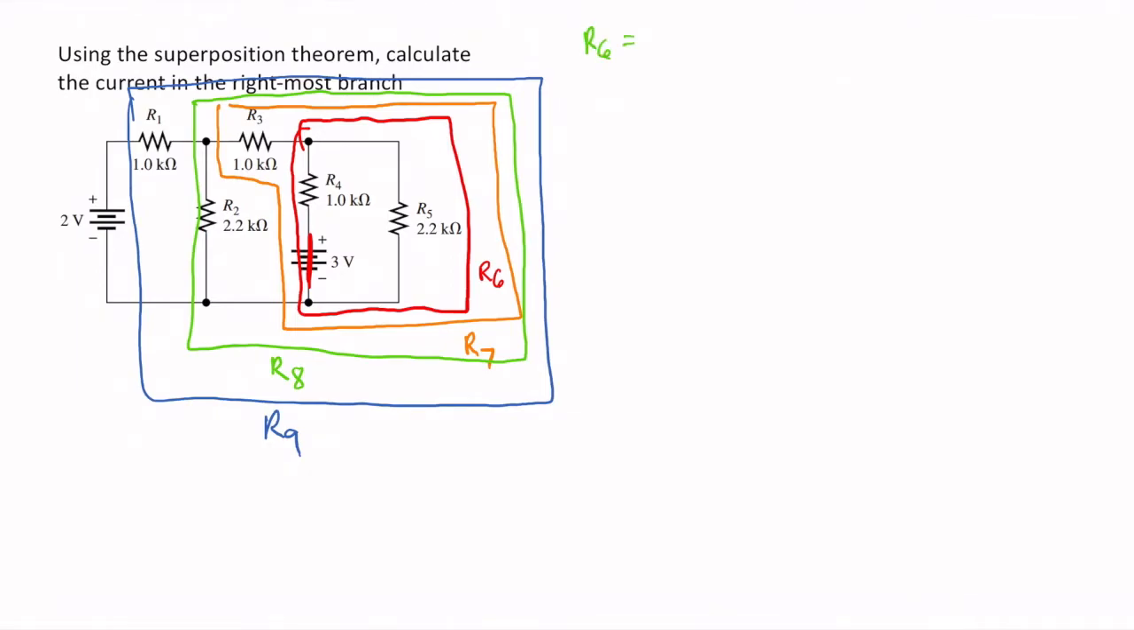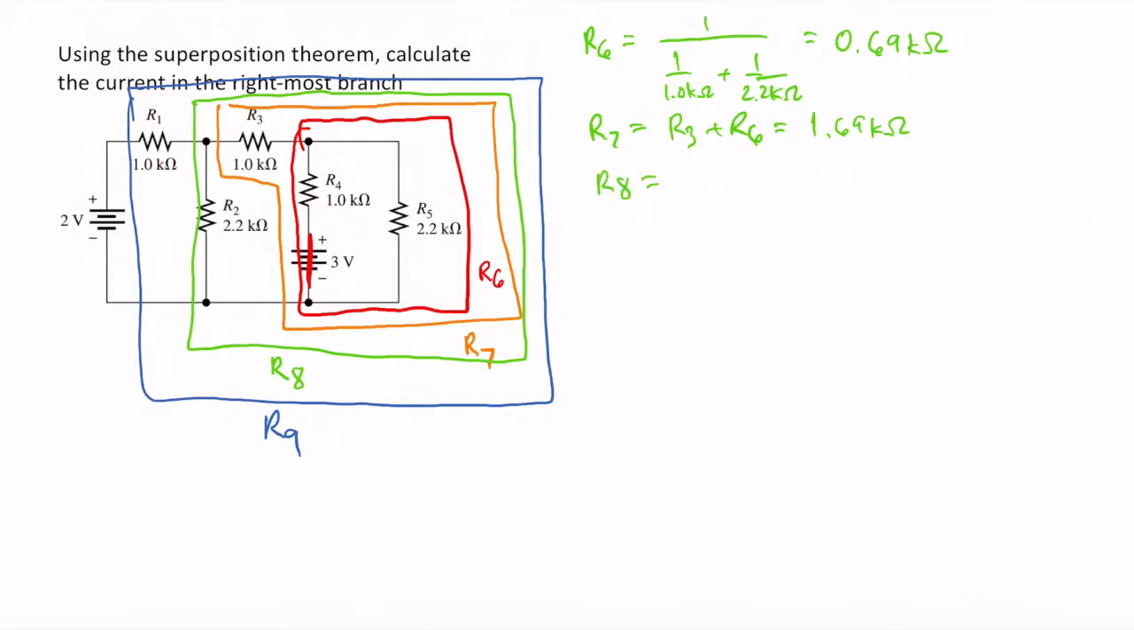R6 is equal to 1 over 1 kilo ohm plus 1 over 2.2 kilo ohm, and that is given by 0.69 kilo ohms. Okay. Next, we need to solve for R7. R7, this orange box here, is the series resistance of R3 and R6. So R3 plus R6 gives us a value of 1.69 kilo ohms.